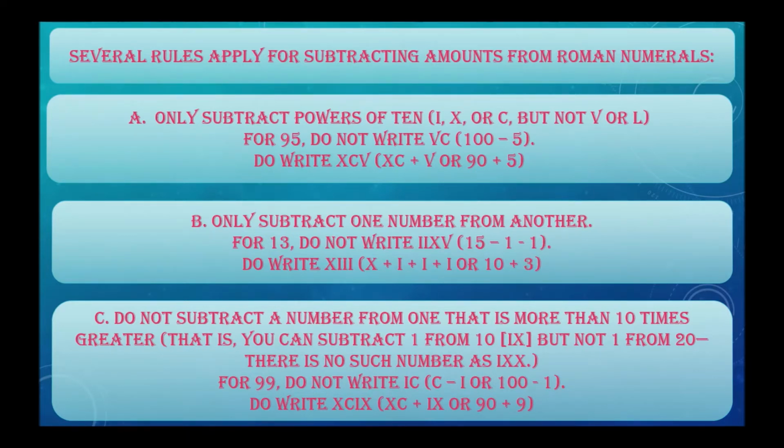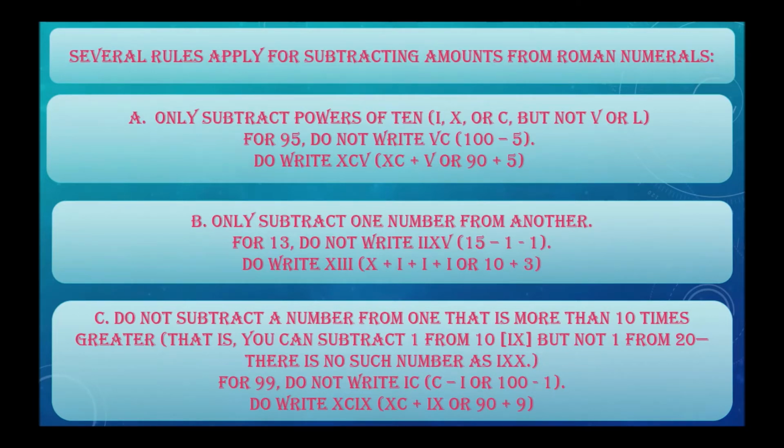Only subtract one number from another. For 13, do not write IIXV, that is 15 minus 1 minus 1. Do write XIII, that is X plus 1 plus 1 plus 1, that is 10 plus 3.